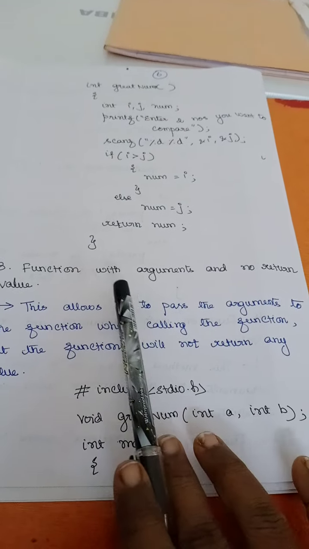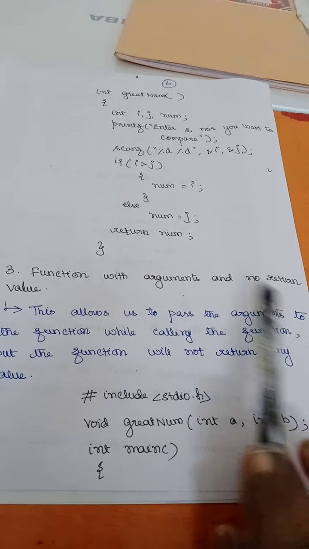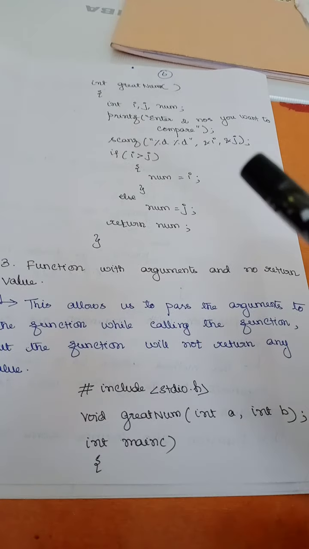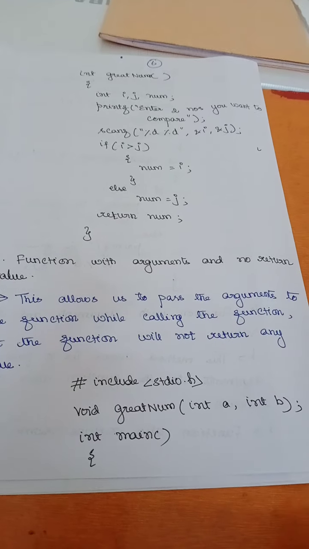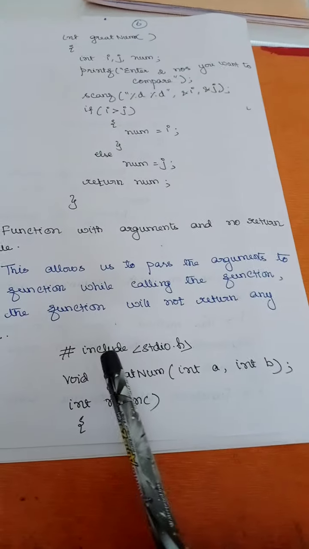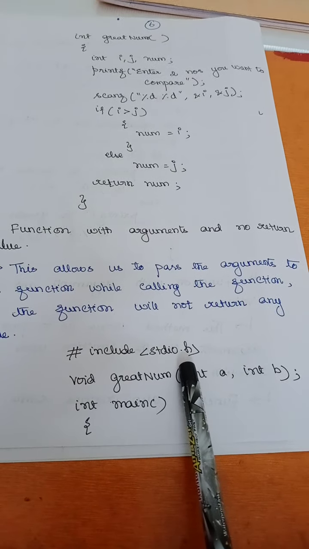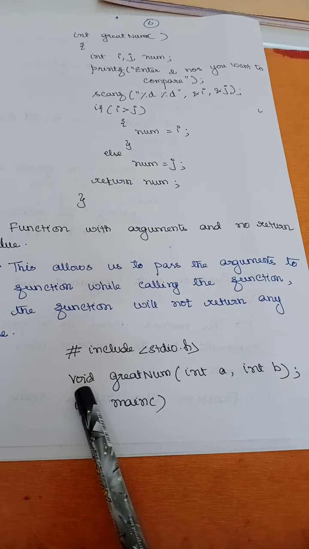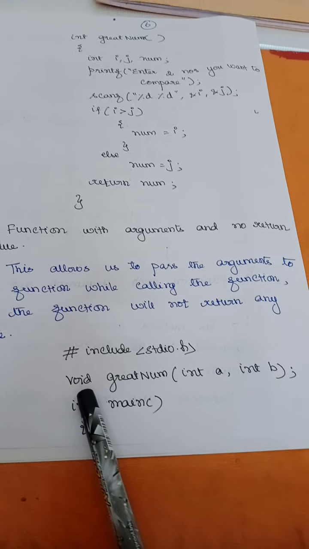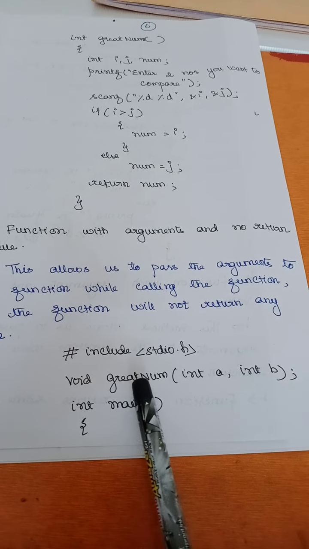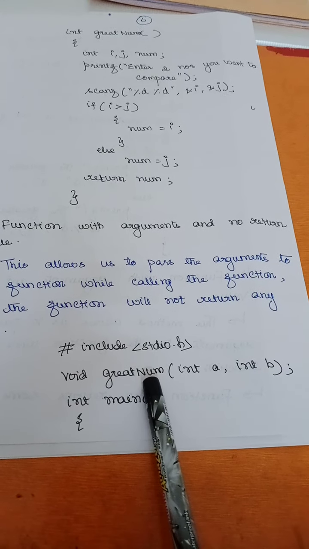Here function with arguments and no return value. So here the function is going to accept the arguments, but it is not going to return any value, right? So #include <stdio.h>. Similarly, since it is not going to return any value, I am going to write it as void. Here again I am going to use the same great num, greatest of two numbers.